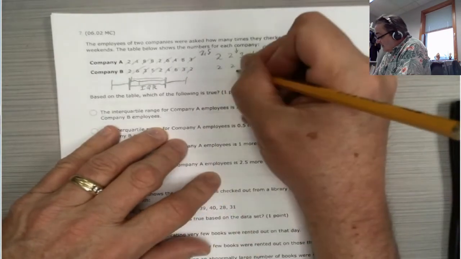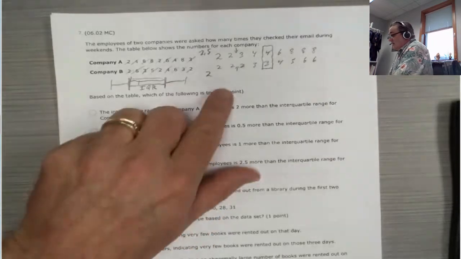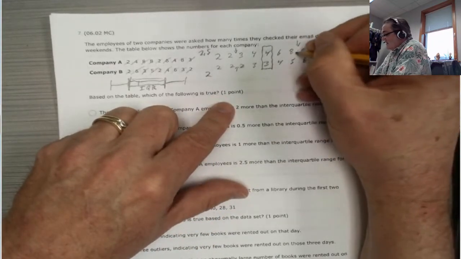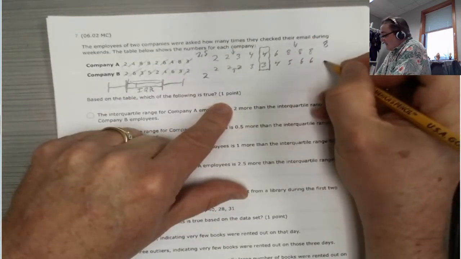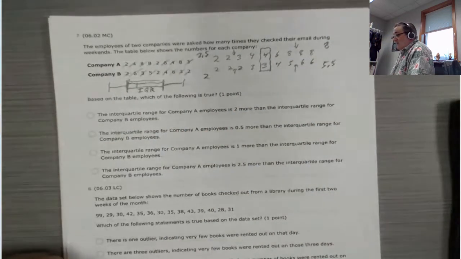Between this one, from each of these, that would be 2, because both of them are 2. So the middle number is 2. Technically here, you have 8 because they're both 8s. And this is a 5.5. Right, between the 5 and the 6 would be 5.5, exactly.